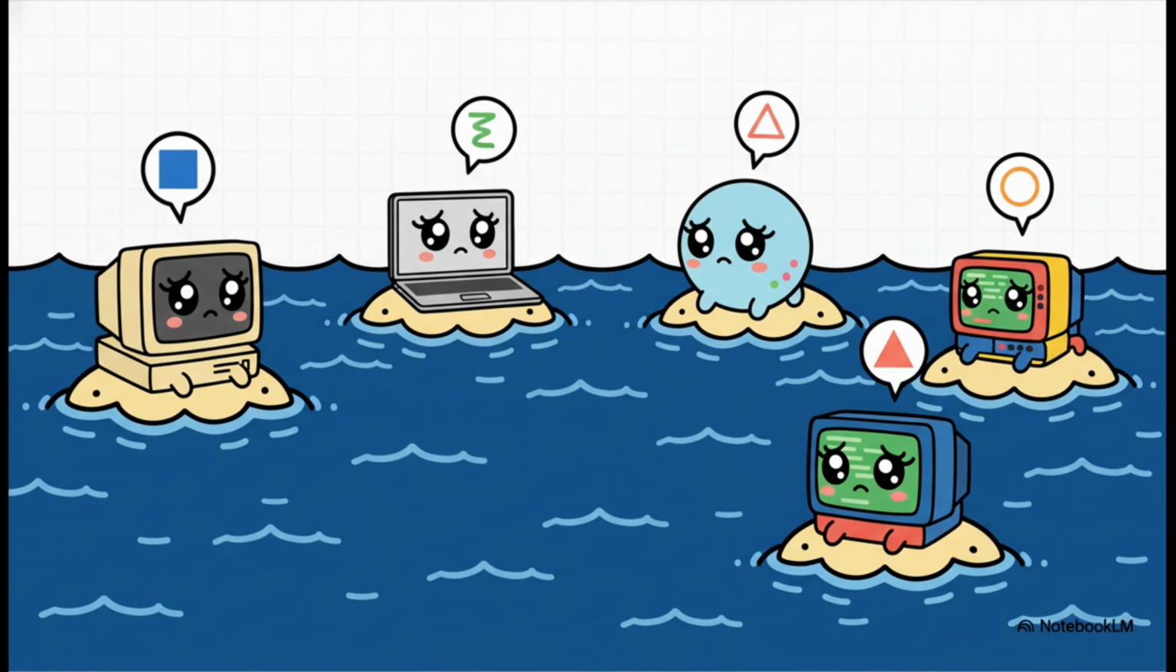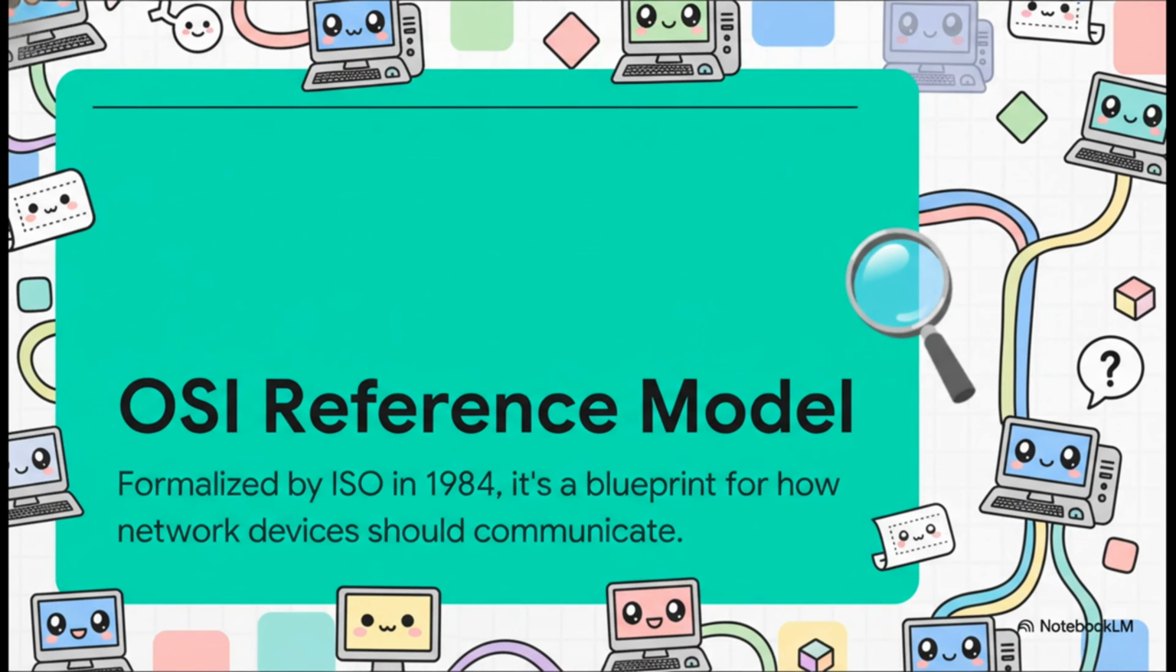Absolutely impossible. So to bring some order to that chaos, the International Organization for Standardization, the ISO, came up with a solution back in 1984. They called it the Open Systems Interconnection Model, or just OSI for short. You can think of it as the ultimate how to talk to strangers guide for computers. It's not a physical thing. It's a conceptual model, a reference guide that laid out the rules of the road for everyone to follow.